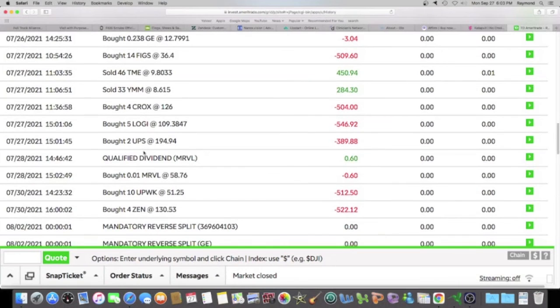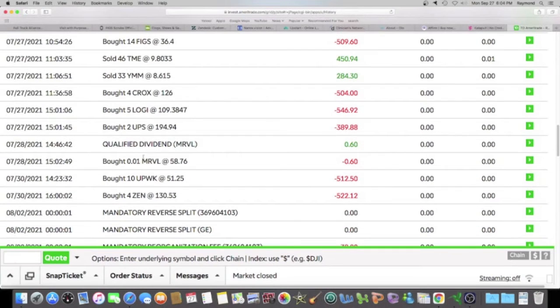I also bought more of this stock ticker UPWK. I like the stock. I saw it on a dip. It was on sale, so I bought 10 more shares. And matter of fact, all the stocks that I just mentioned, the Logitech and the UPS, the reason I bought those stocks or more of those stocks is because the stock market dipped. I like to buy on dips, so I added to my portfolio.